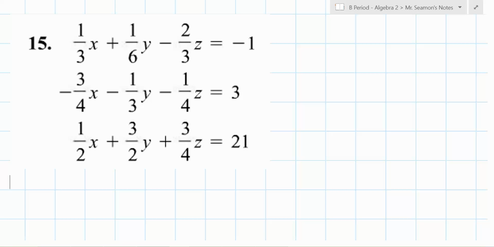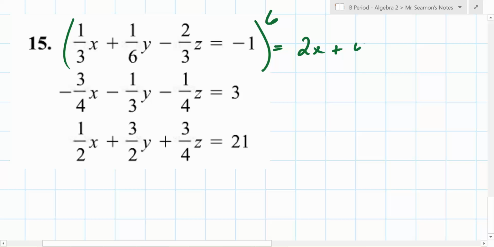The reason that's helpful is either the fractions are going to follow you through the entire process, or you can just deal with them at the end. So for example, Gabby, what could we multiply the top one by? 6. Sure. Let's multiply by 6, and what do we end up with? 2x plus y minus 4z equals negative. Correct. And then what could we do with this one right here?